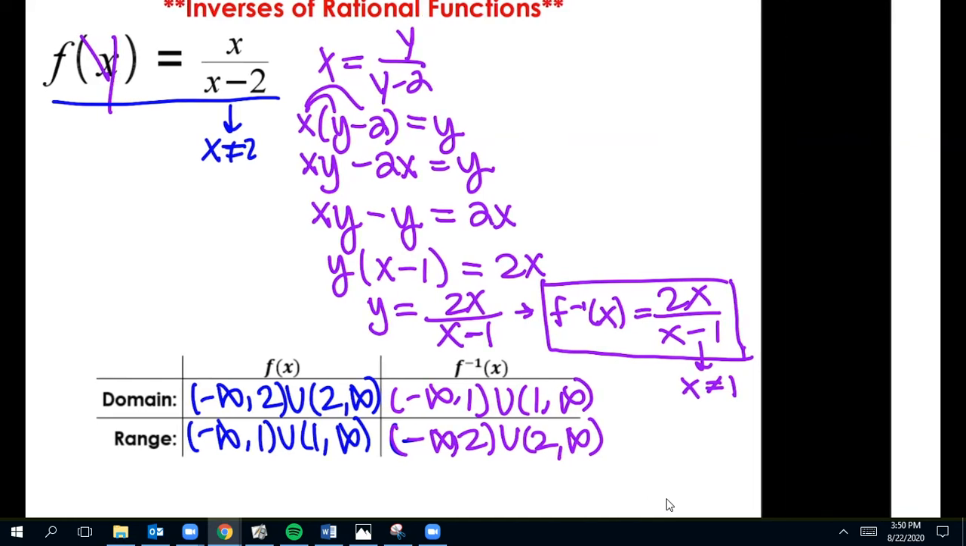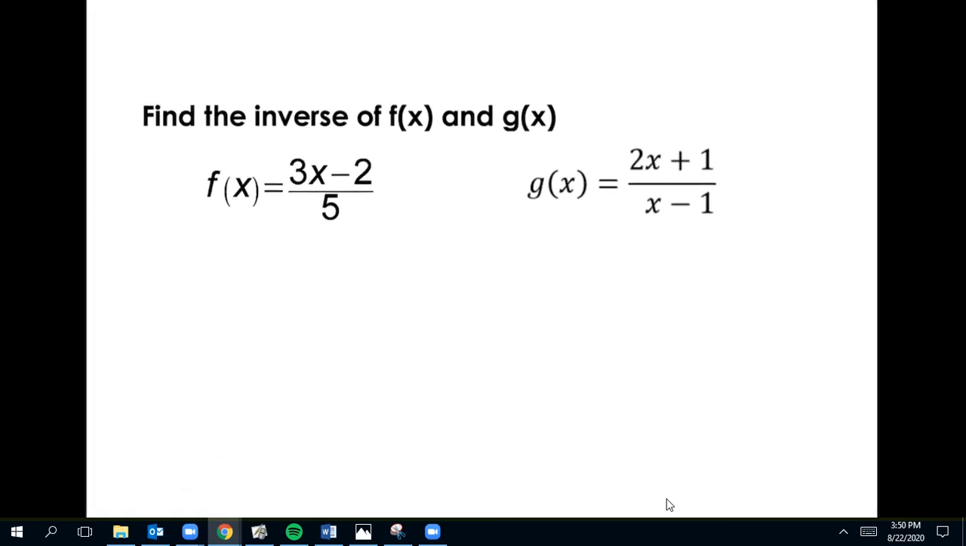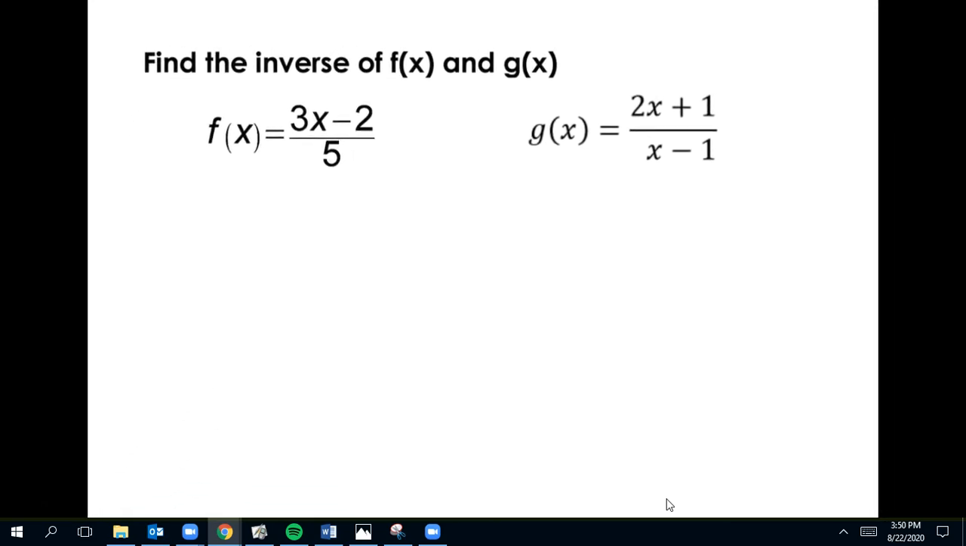Okay, moving along. I want you guys to pause the video and try these. When I do these, I'm not going to talk through them. I'm just going to put the work and the answer up. And so I'll be writing it as I go, but I want you to pause the video, try it, and then see if you can get the same answers.